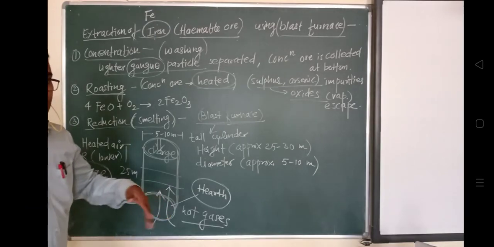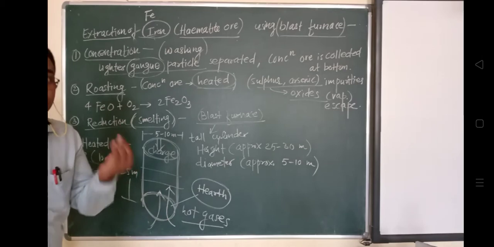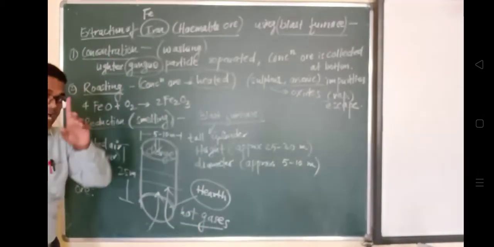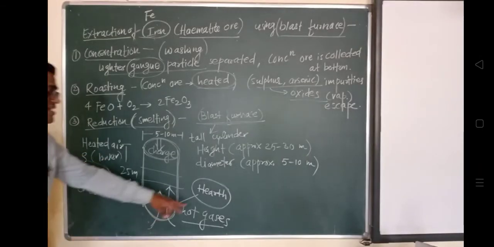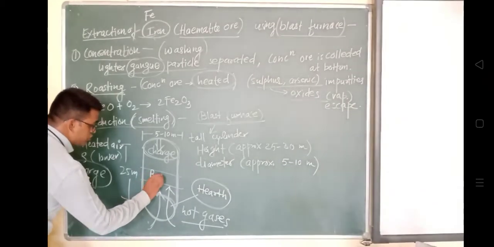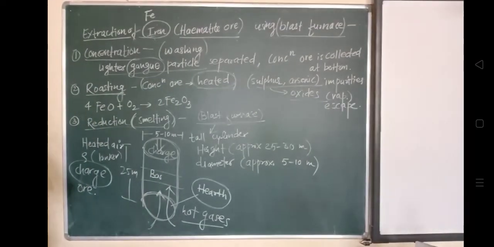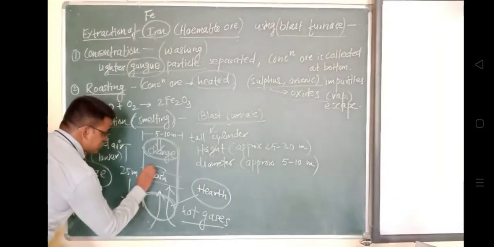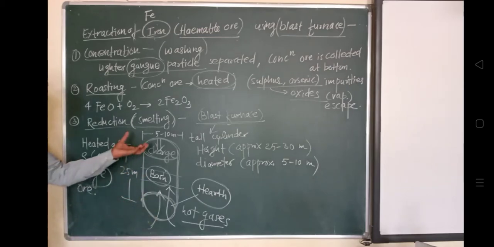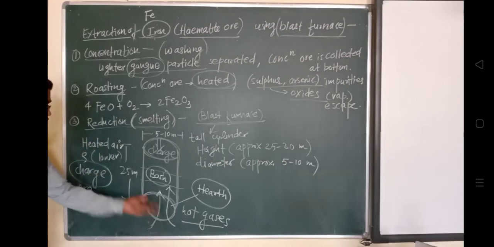Now near about the middle region, that is called the bosh, where the combustion of this charge will take place, and in the lower region the combustion product is collected. And the upward portion is called the stack. So these are three parts: the very first one is the hearth, the second, middle portion is called the bosh, and the third portion is the stack.